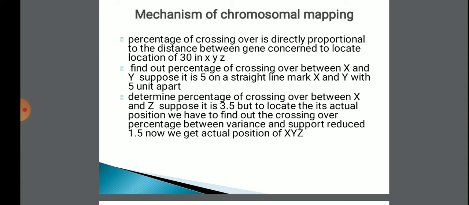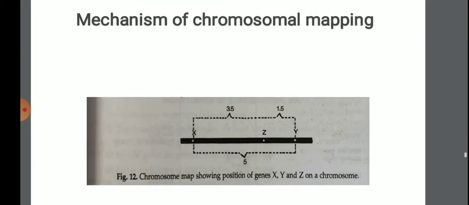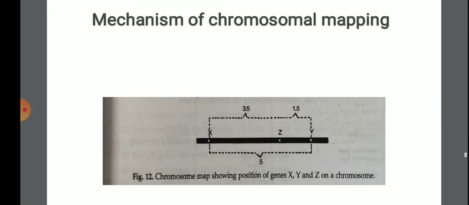Suppose there are three genes on a chromosome, X, Y and Z. Three genes are there on a chromosome. Now we have to construct one chromosomal map. For that, we know that for X and Y the crossing over percentage is 5. So here on the diagram we have marked X and Y 5 units apart.